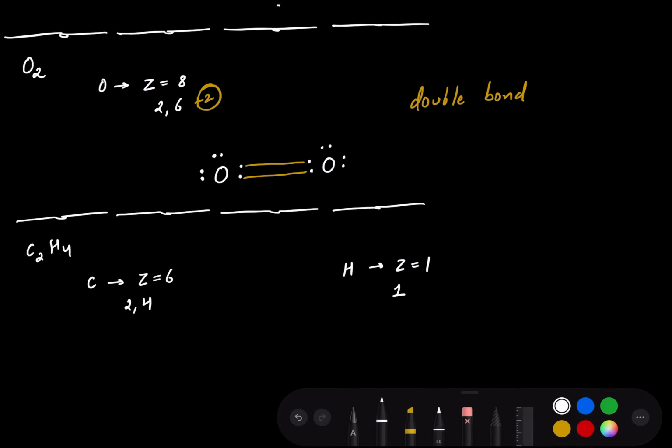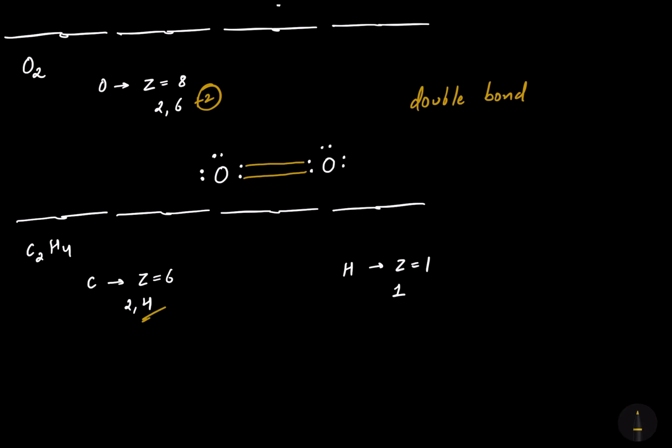So here you can see that carbon needs 4 more electrons to achieve the stable noble gas configuration of neon, whereas hydrogen needs only 1 electron to achieve the stable noble gas configuration of helium. So that means 1 carbon will form 4 covalent bonds.